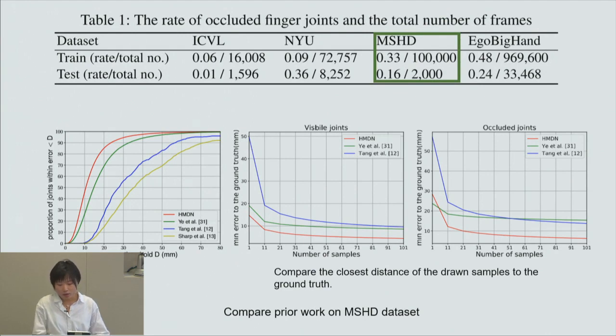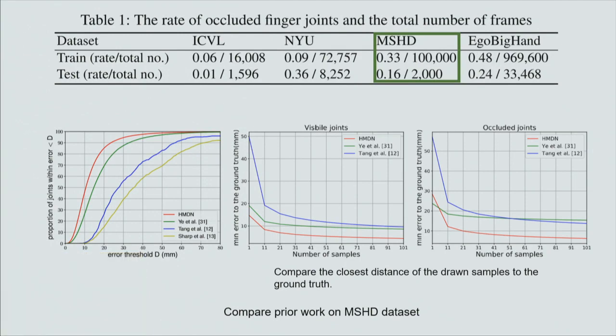And when we compare with prior work, we choose a dataset that contains a considerable number of occluded joints, both in testing and training. We compare three methods. The first figure shows a comparison using the commonly used measurement metric, the proportion of joints under a certain threshold. The first one is our ECCV work, and the second one is Tang's work.